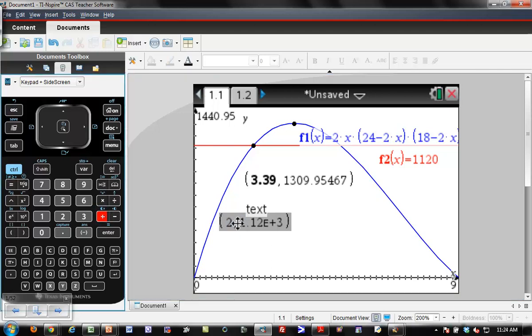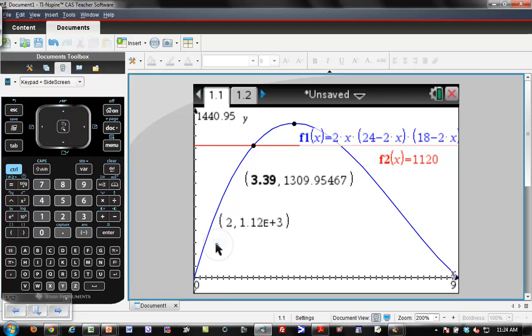It makes sense that they're going to be on either side, right? I mean, if it's a parabola. Well, it's not a parabola. This is a third order function.